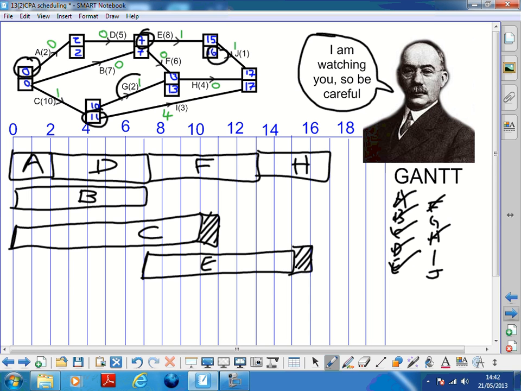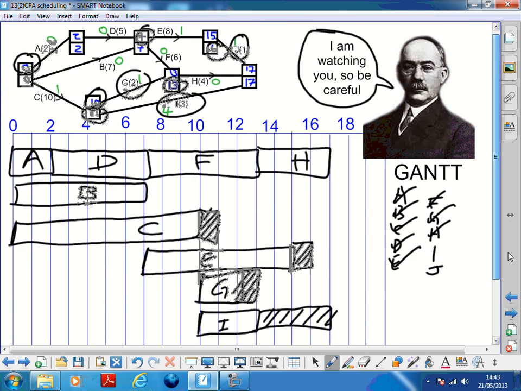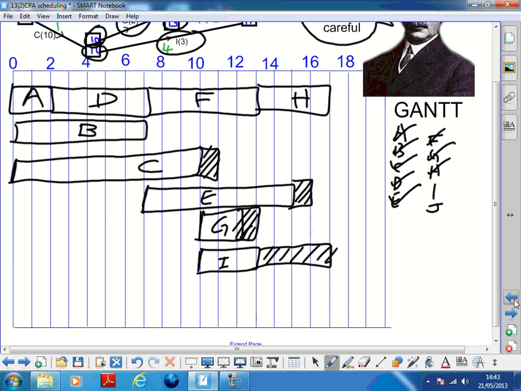G is here. He could start at time 10. He's got a length of 2, and he could go on as late as 13 if he wanted to. So that's a float of 1. And that's G. I is here, a 10 start if he wants to. Length of 3, but float of 4, because he could go on later if he wants to. And then J, the last one, 15 to 17. So J's got length 1, float of 1.